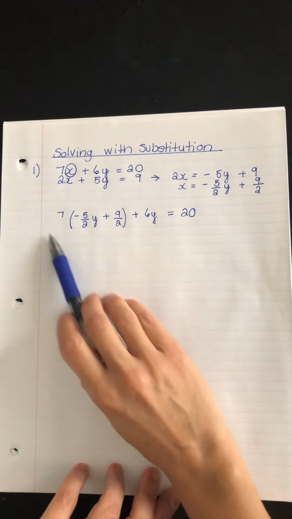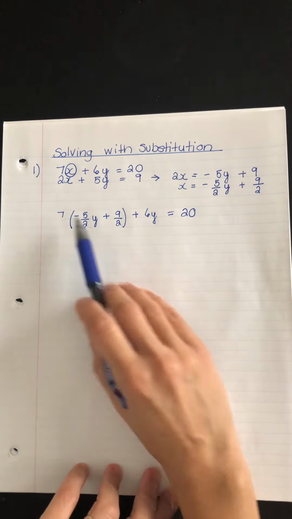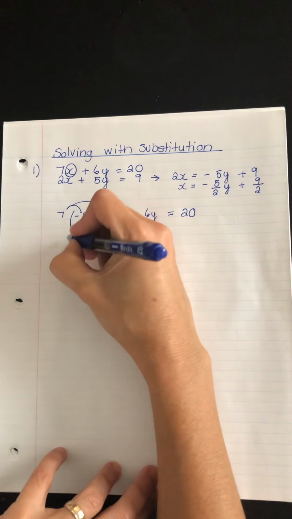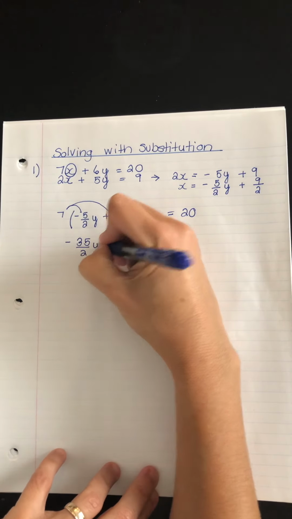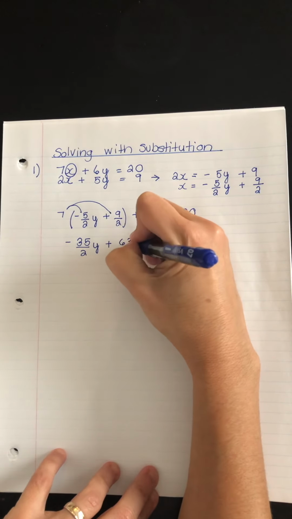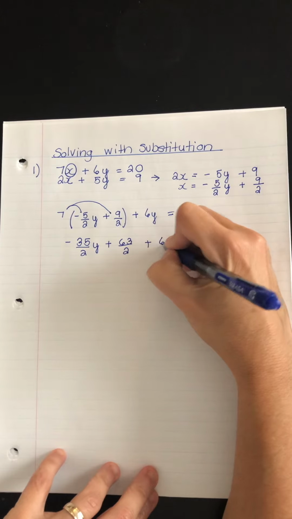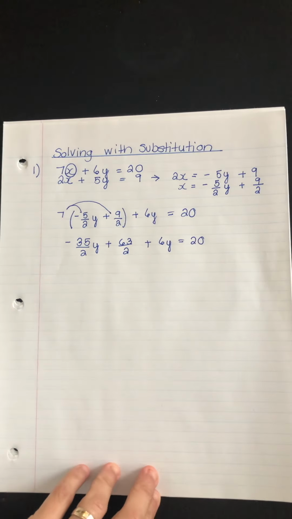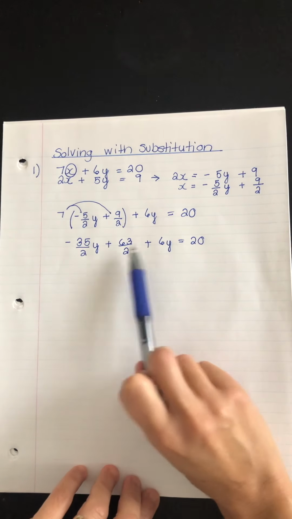You can see there's only y in the equation here. So the first thing is to open up this bracket using multiplication. So that will be negative 35 over 2 y plus 63 over 2 plus 6y is 20. Now notice at this point, 2 terms contain y and 2 do not.